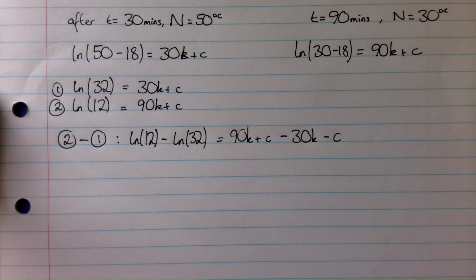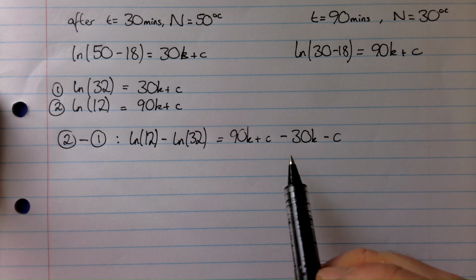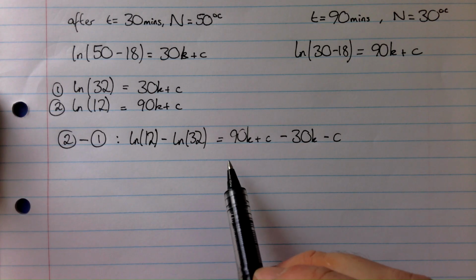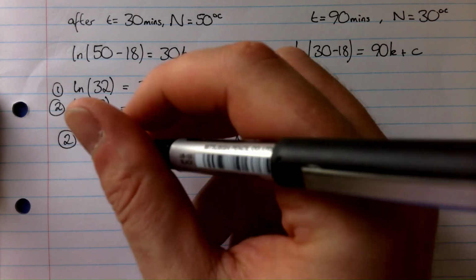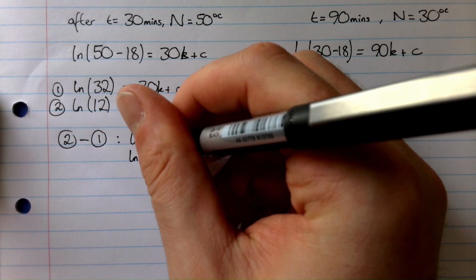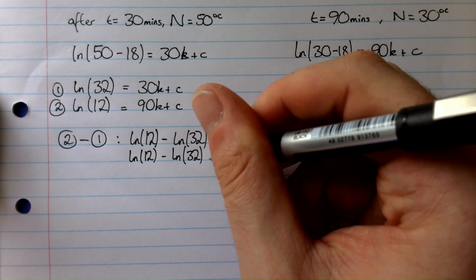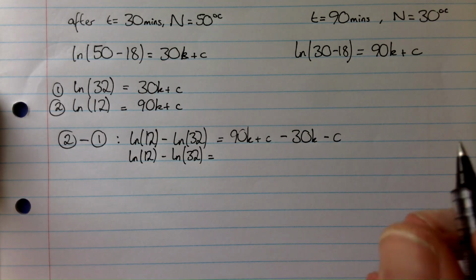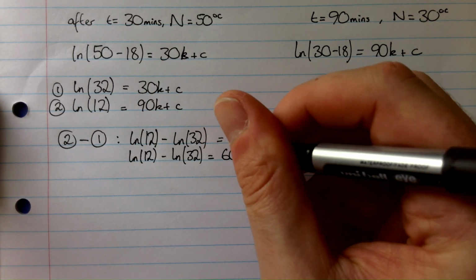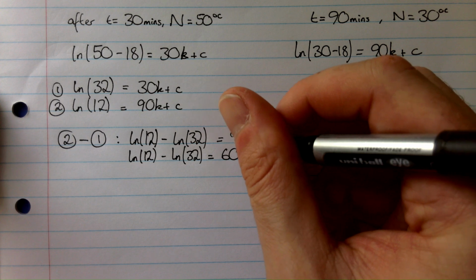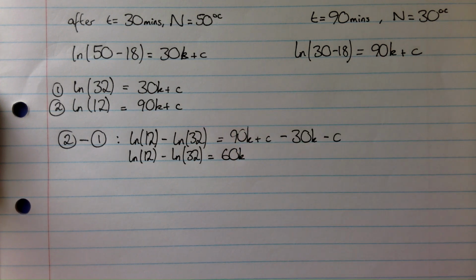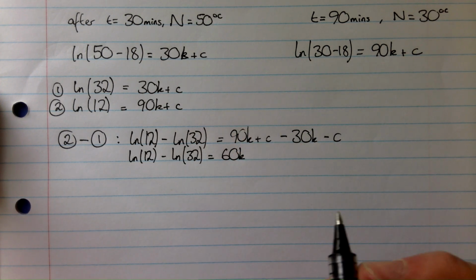Because what we're trying to work out in this question is to calculate the temperature of a cup of coffee when it was made. Okay, when t is 0. Cool. So now what we can do is gather up like terms and cancel out those that we need to. I'm going to leave the natural logs because there's not much benefit in condensing them down any further. 90k minus 30k is equal to 60k. c take away c is 0. So we're just left with this.